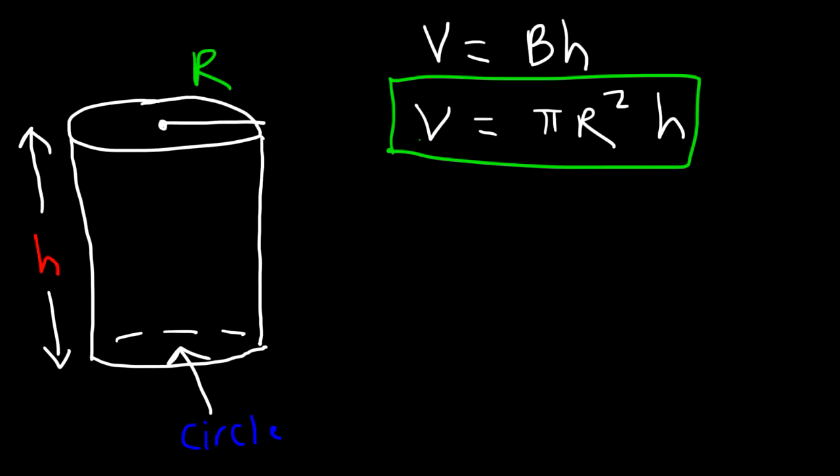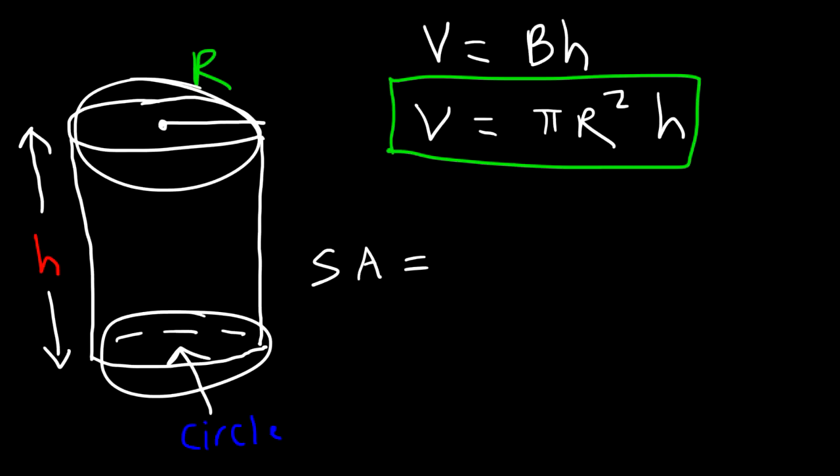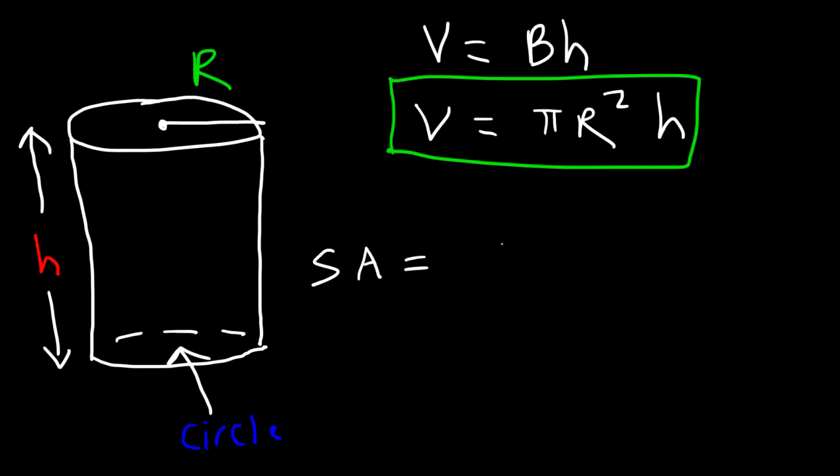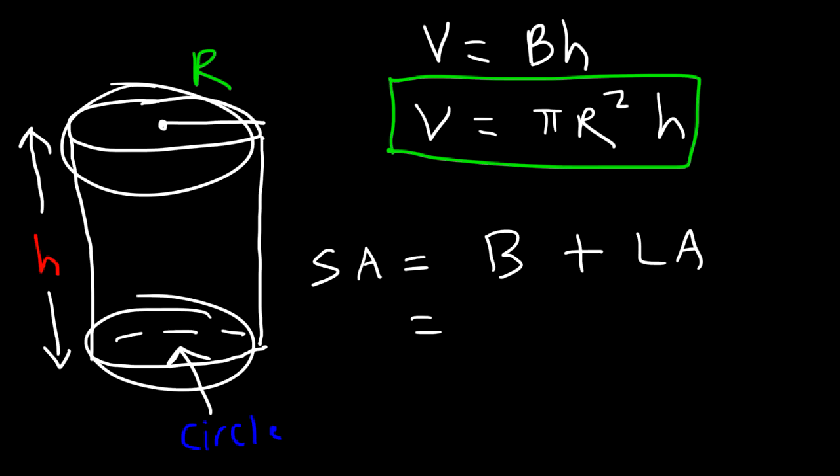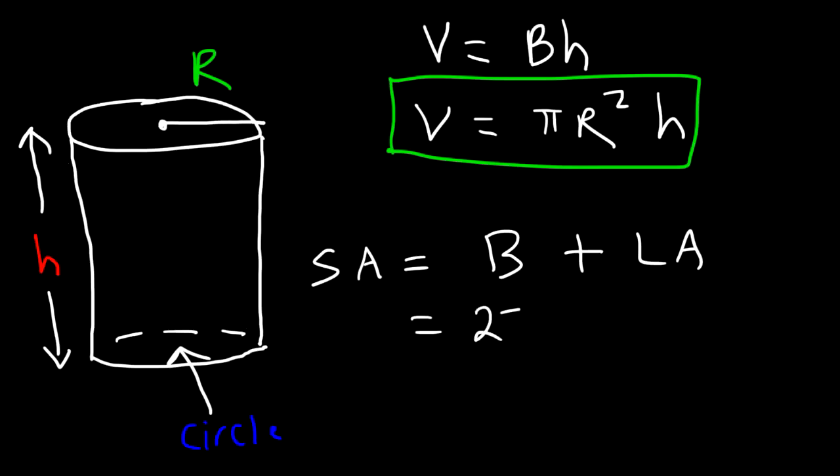Now, what about the surface area of a cylinder? The surface area is going to be the area of the base, which is the top circle and the bottom circle, plus the lateral area. So it's B plus LA. Now the area of the base, we know the area of a circle is pi r squared, but we have the bottom circle and the top circle. So it's going to be 2 pi r squared. And then the lateral area.